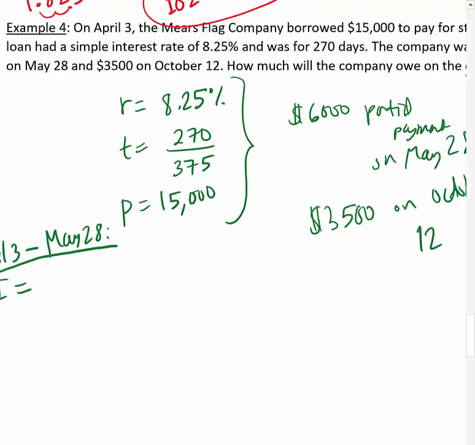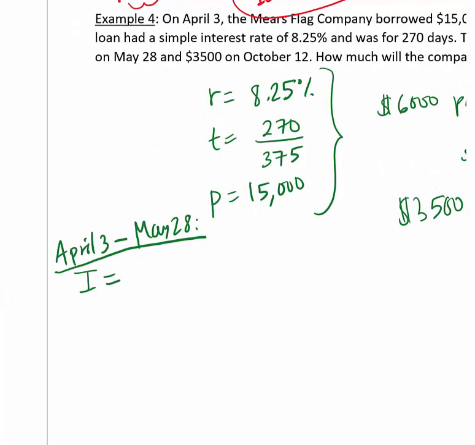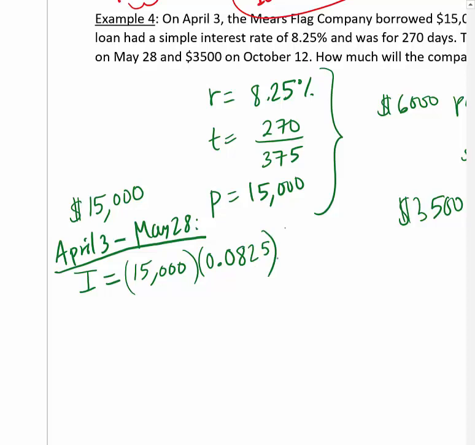Okay, interest is principal times rate times time. In that time period, he hadn't made a payment yet, so the principal is still the original amount, 15,000. The rate is 8.25%, but in decimal form that's 0.0825. And the time was 270 over 375 as a fraction.